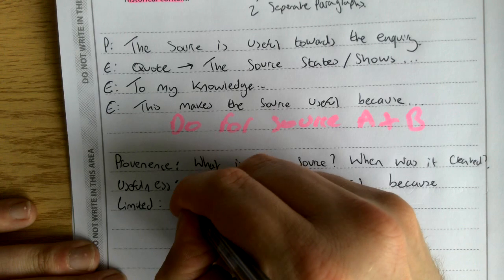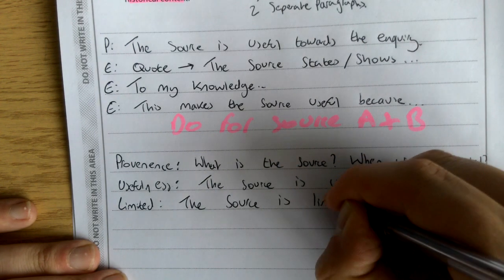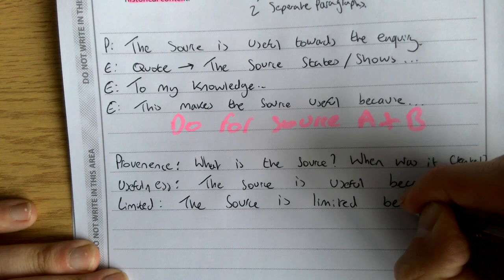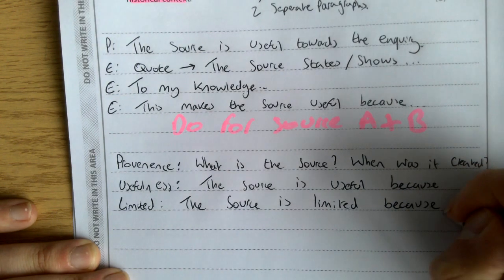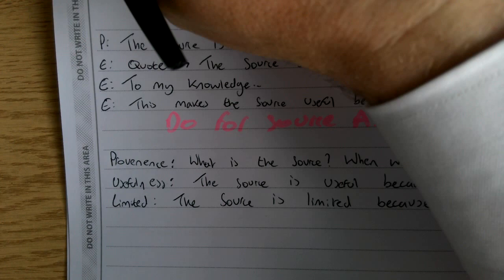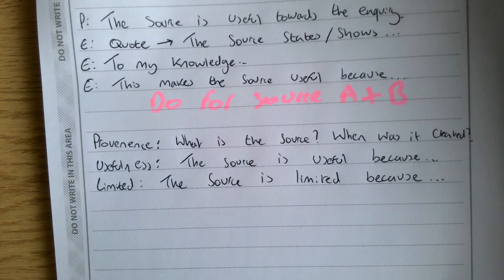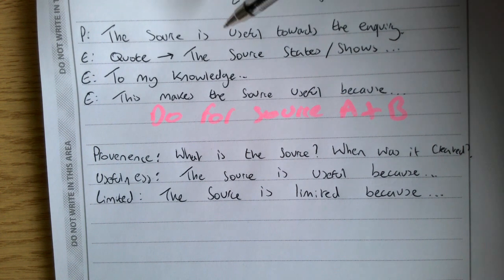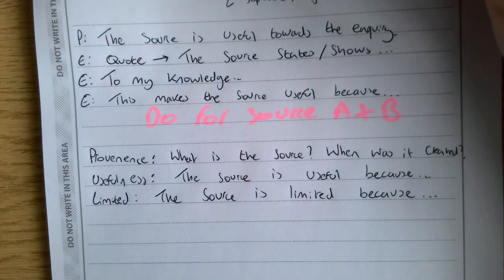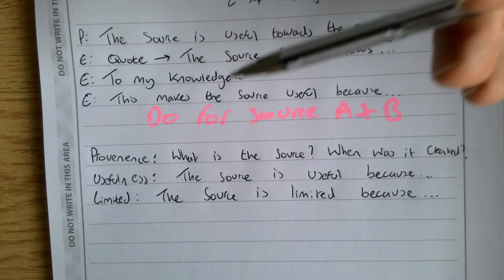The source is limited because. That's the pattern you need to make sure you're following, okay? So you follow that pattern, you'll score really high marks. Remember what we said, this bit at the top needs to be done first for A and B in two separate paragraphs. One's about source A, one about source B.